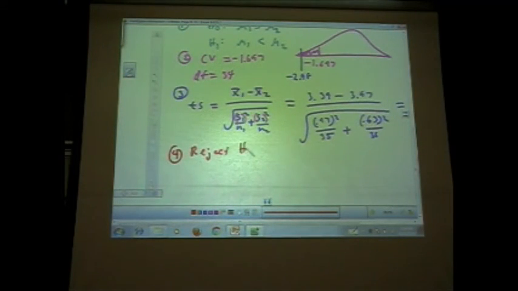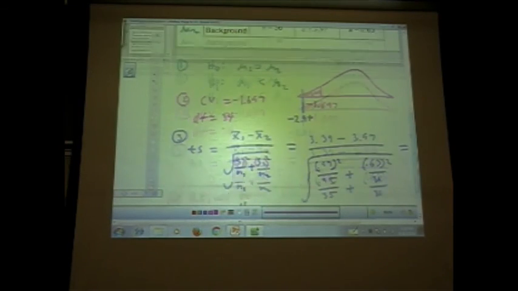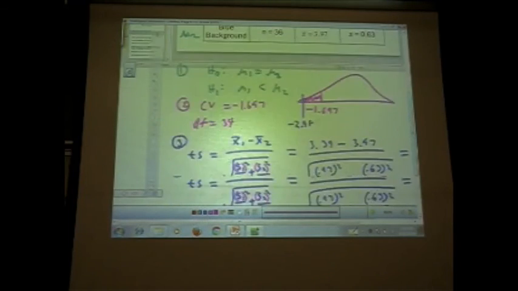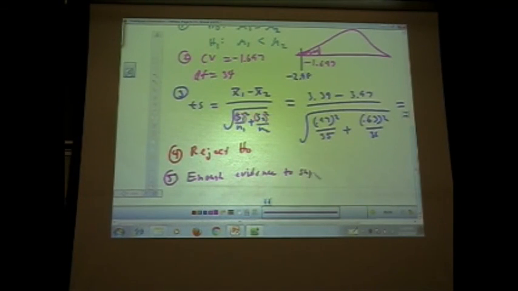As long as you have your picture with the shading, you're fine. And the last step is going to be, do I have enough evidence or not, guys? Yes. Is it going to be to support or reject? What was my claim? Support. Support. So my claim was this one, so I'm going to use the word support. Claim that blue enhances creativity.